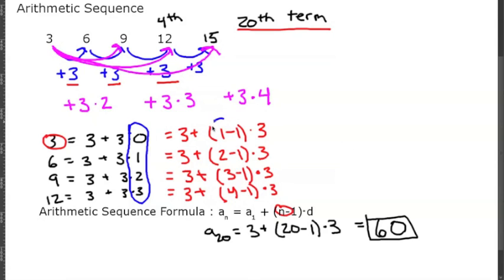So you can see that the only numbers that are changing are the term numbers n. Our common difference is the same for all of them, which is 3, because this is an arithmetic sequence.